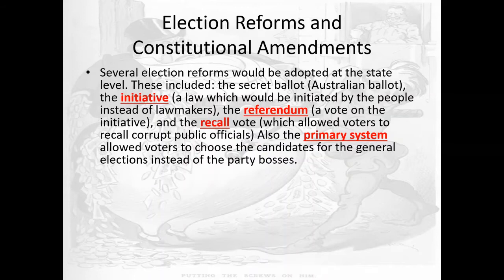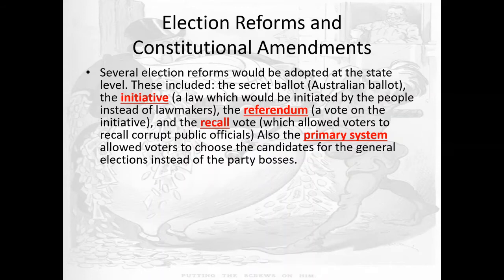Anyway. Another thing, election reforms and constitutional amendments. Several election reforms would be adopted at the state level. These included the secret ballot, the Australian ballot. People can't find out who you voted for, so they can't extort money from you or put pressure on you to vote one way or another. So the ballot would be secret.